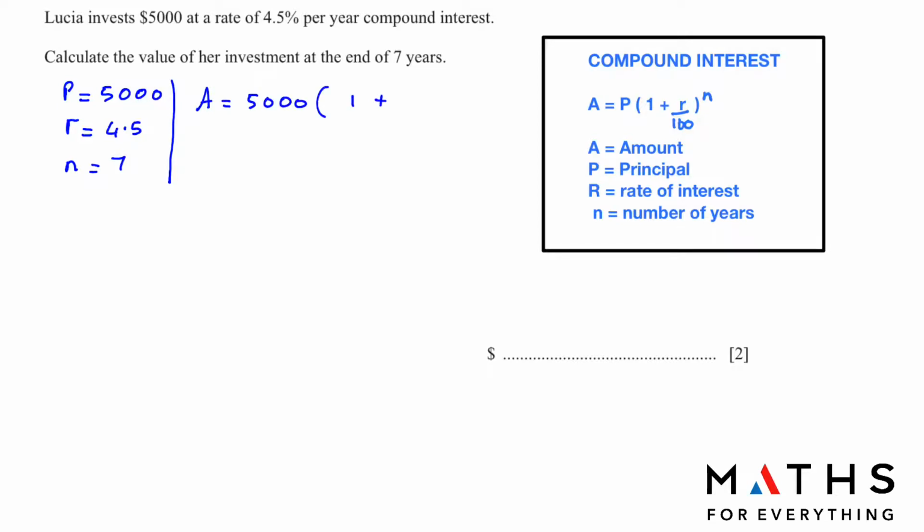5,000 bracket 1 plus 4.5 over 100 to the power of 7. The whole thing you can put in the calculator together. We will get 6804.3. You can put the number after the decimal or round it to the whole number. It will give you 6804. If you are putting 0.3, remember it is money, so there'll be 2 numbers after the decimal. So 0.30.